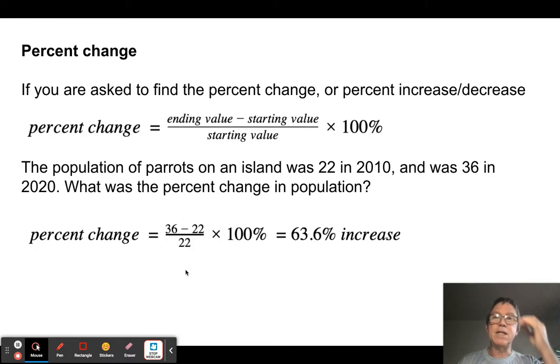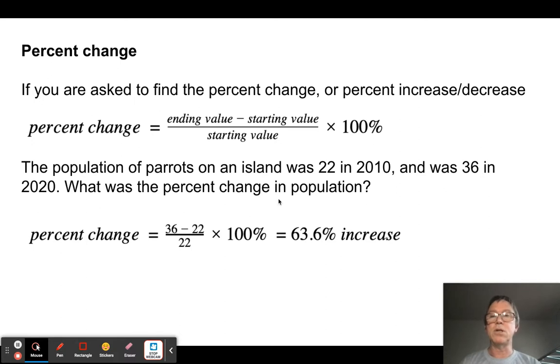Last thing I'm going to talk about is percent change. We've done this a bit this year, but let's try it again. If you're asked to find a percent change, percent increase, or percent decrease, here's what you do. You have to remember percent change is equal to the ending value minus the starting value, divided by the starting value, times 100%. Got to know that one. So let's say the population of parrots on an island was 22 in 2010, and it was 36 in 2020. What was the percent change in population?